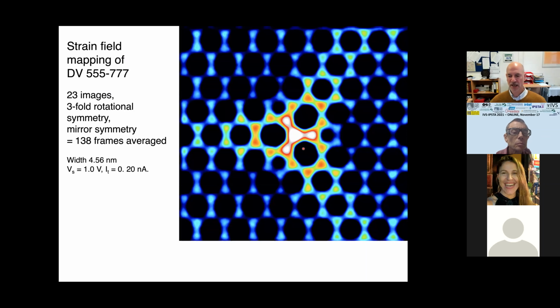Now, so they are not sitting in their ideal threefold hollow sites, which means they're sitting in elevated positions. And if they're sitting in elevated positions, that's really telling you about the strain field around this defect. So by imaging with these really high signal to noise ratios, or processing the images to get these high signal to noise ratios, we can image the strain field around a defect of this type.